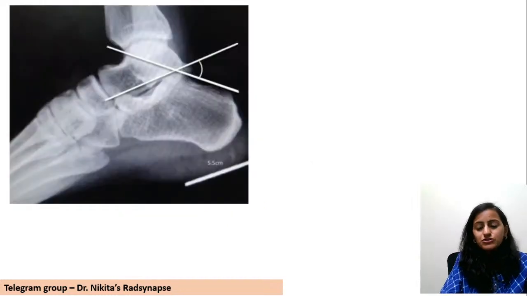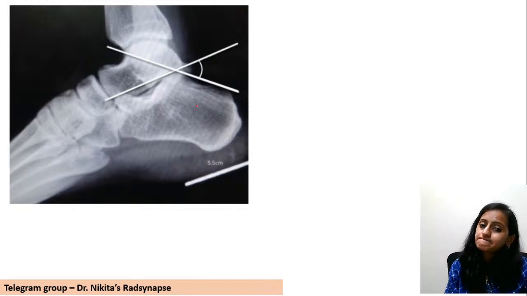All right. Going to next one, the important angles. What angle are we measuring here? What angle are we measuring here?